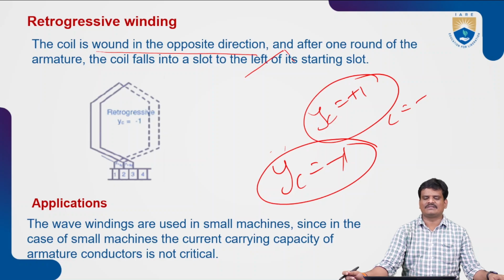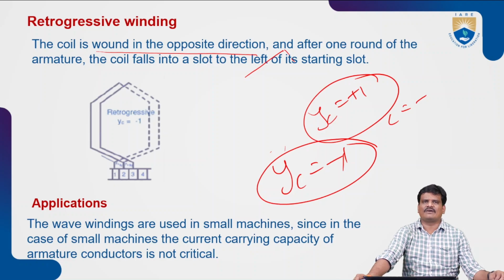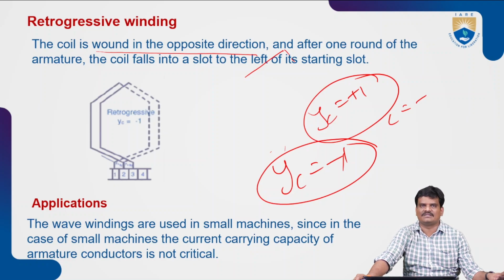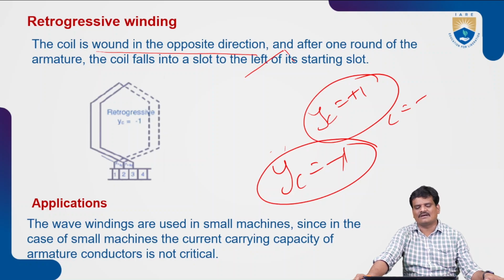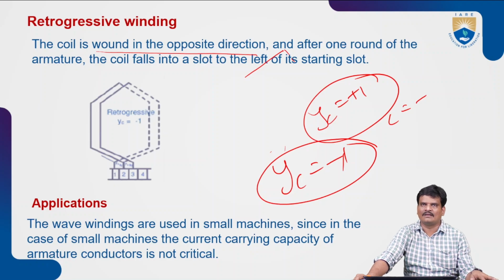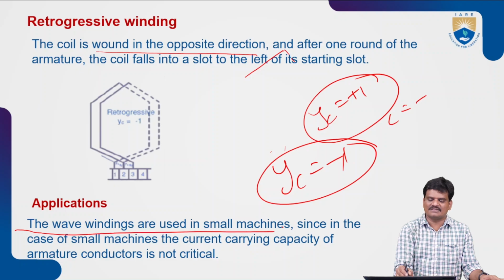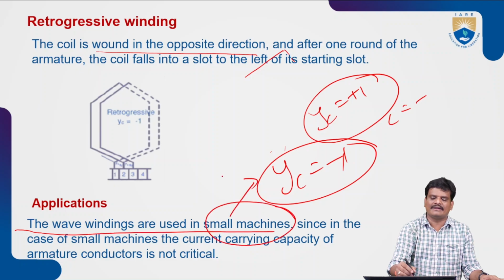And coming to the applications. There are different types of applications where wave winding is used, in different DC machines, either generator or motor. Wave windings are generally used in small machines, since in small machines the current carrying capacity of armature conductors is not critical. Wave winding is generally used for what type of applications? It is used for small rating machines.